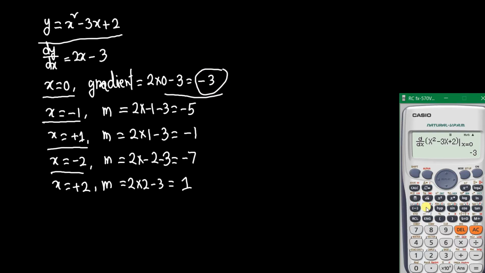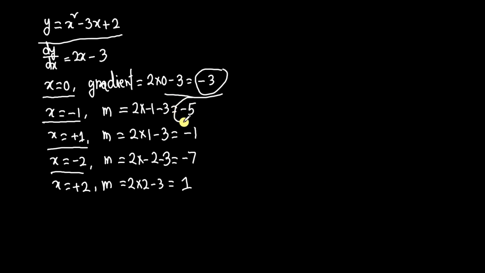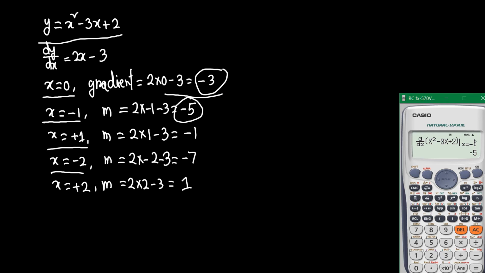With the same equation, let me check the others. If I change the x value from here to minus 1, it gives us minus 5. Yes, we got minus 5. So we do not need to do the differentiation. With the help of the calculator, we also get the full answer from here.